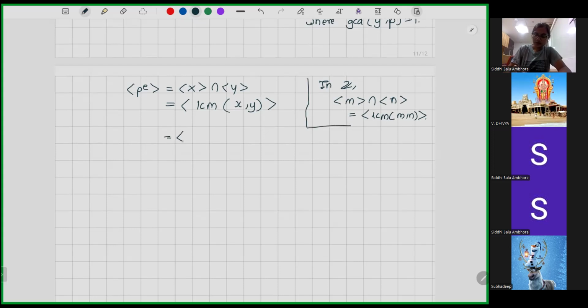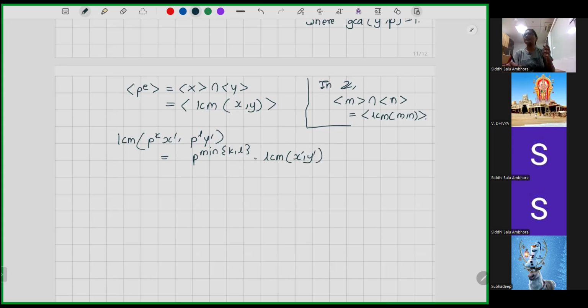So what is the LCM? Let me write here explicitly. The LCM of p power k x dash, comma, p power l y dash. So the LCM will be p to the minimum of k comma l, times the LCM of x dash comma y dash, because the GCDs of x dash and y dash with p are 1. Okay, so that's why we can split this. If I have some common multiples in x dash and y dash, that multiplied by p power minimum of k and l becomes the power of p in this.